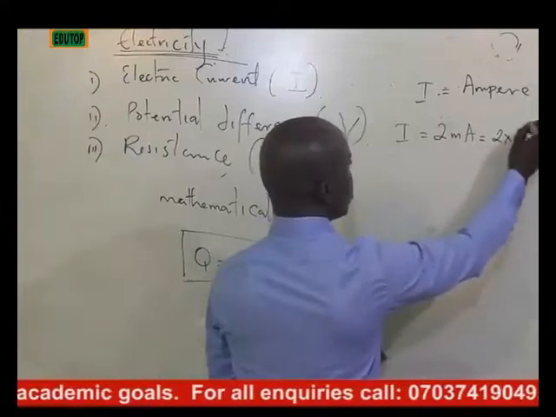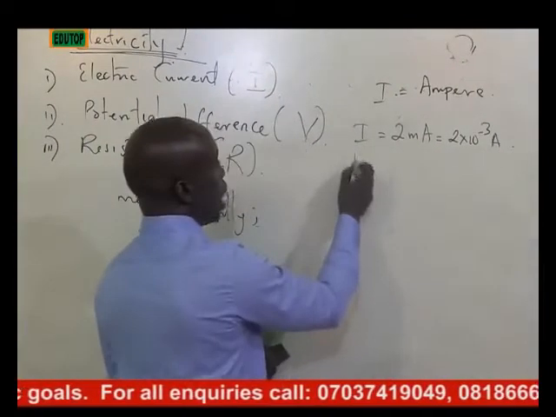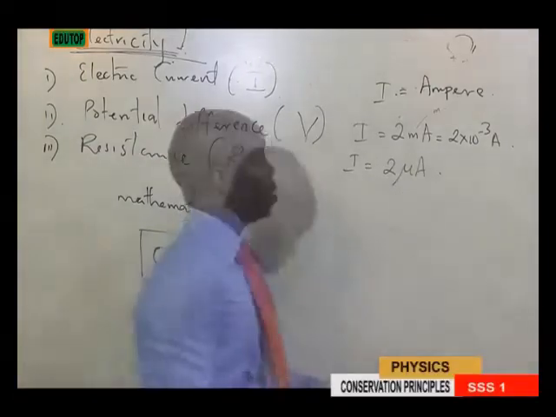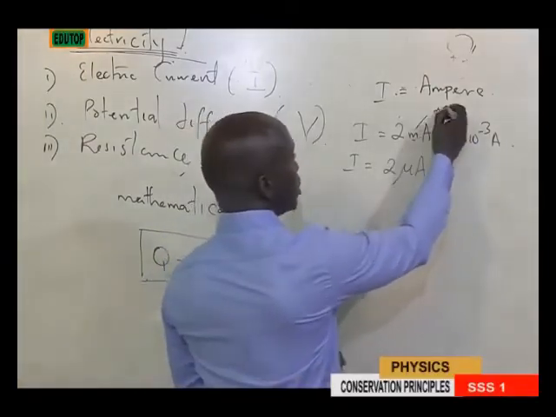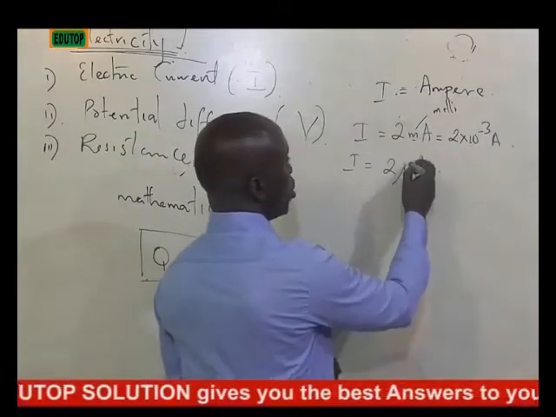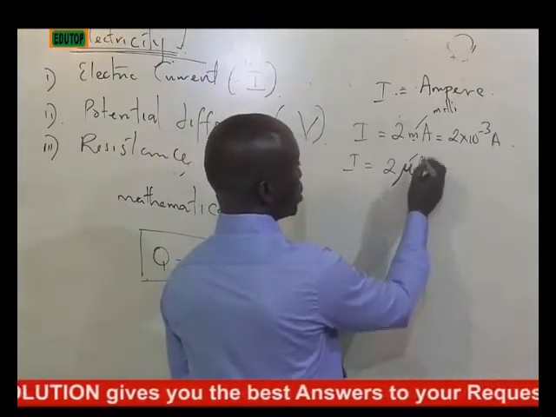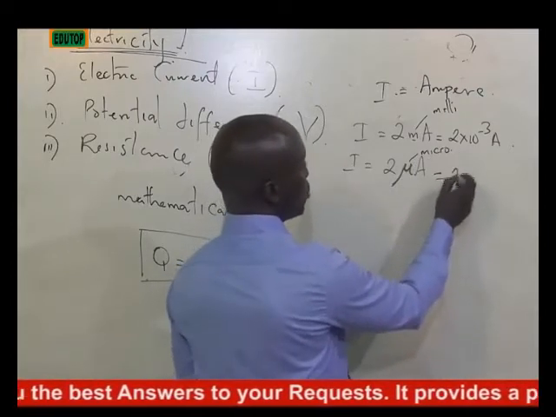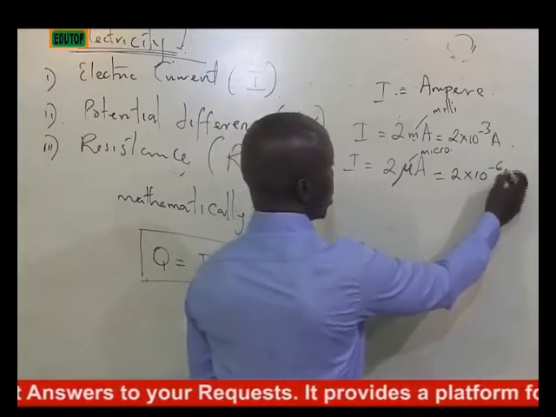2 exponential minus 3 amps. You can have your current to be 2 microamps. So your m here signifies milli. Now your µ here signifies micro. Do you understand? So from here you have it as 2 exponential minus 6 amps.